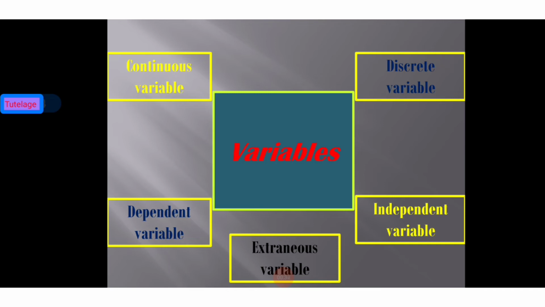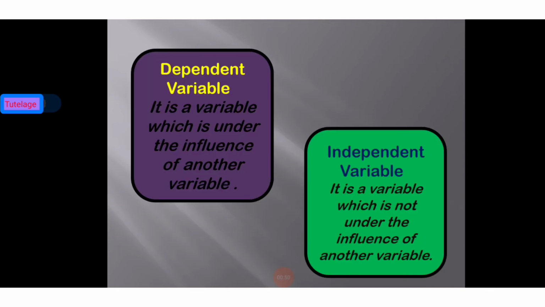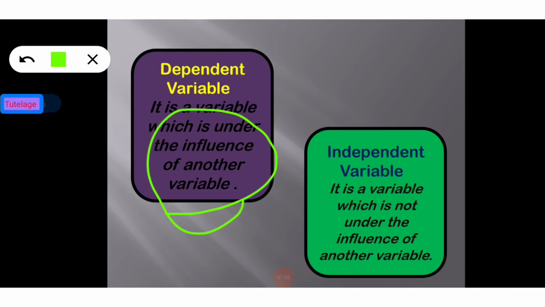Here we can see different types of variables like continuous variables, discrete variable, dependent variable, extraneous variable and independent variable. Let us explain all types of variables and move on to the next slide. So here this is the definition of dependent variable and independent variable. Dependent variable is a variable which is under the influence of another variable, because the variable is dependent on another.